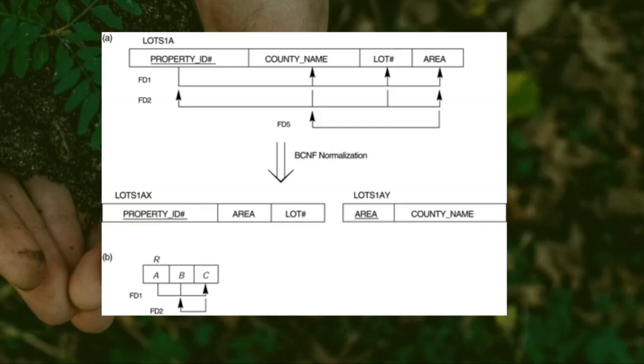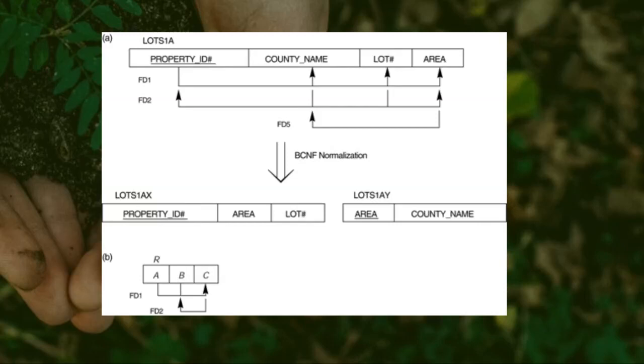In the definition of BCNF, it says a relation schema R is in BCNF if whenever a non-trivial functional dependency X determines A holds in R, then X is a super key of R. So if there's any non-trivial functional dependency, we have to remove it, because X must be a super key of R. So in this example, area determining the country is not allowed in BCNF.